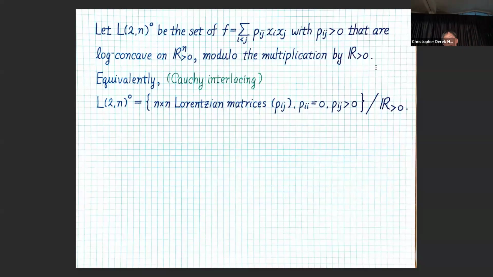L_n, to denote that we are looking at the open set where every coefficient is positive, is simply the set of all n by n Lorentzian matrices P_ij where P_ii is 0 and P_ij is positive. So if you recall from yesterday's lecture, a matrix is Lorentzian if it has non-negative entries and one positive eigenvalue. The non-negative entries correspond to the Hodge-Riemann relation in H^{0,0}, and the one positive eigenvalue condition corresponds to the Hodge-Riemann relation in H^{1,1}. But it is what it is, and it's a linear algebra notion.